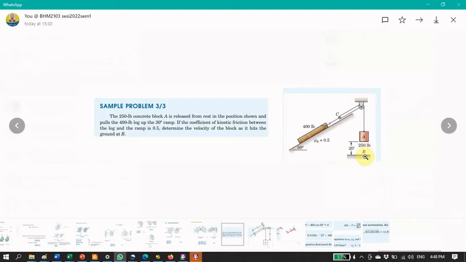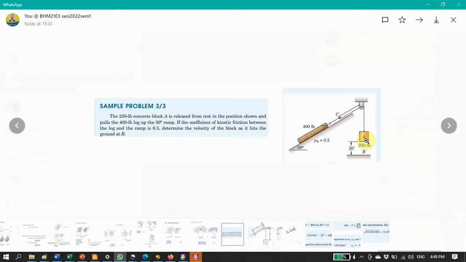If you send this problem to someone who doesn't have an engineering background, naturally he understands that something heavy should go downward. If the log creates a force which is smaller than the concrete block, the block will go down and the log will be raised up. So if the concrete block is heavy, it will pull the log up the ramp. This is natural, based on our daily experience.